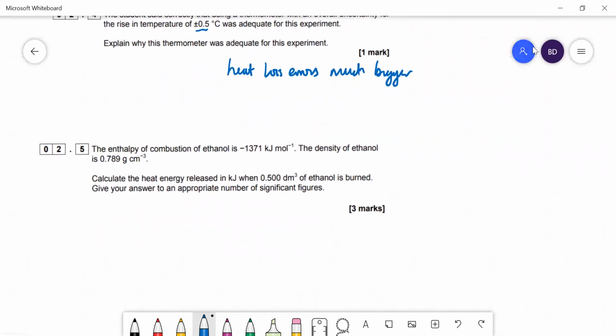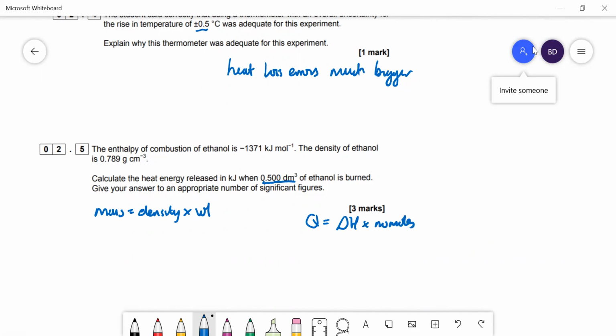Okay, the enthalpy of combustion of ethanol is minus 1371, and the density of ethanol, they give us. Calculate the heat energy released in kilojoules when we burn 0.5 dm cubed of ethanol. Well, the equations we need to use here are mass is equal to density times volume, and then we're going to have to use this equation, aren't we? The quantity of heat is equal to delta H multiplied by the number of moles burned.